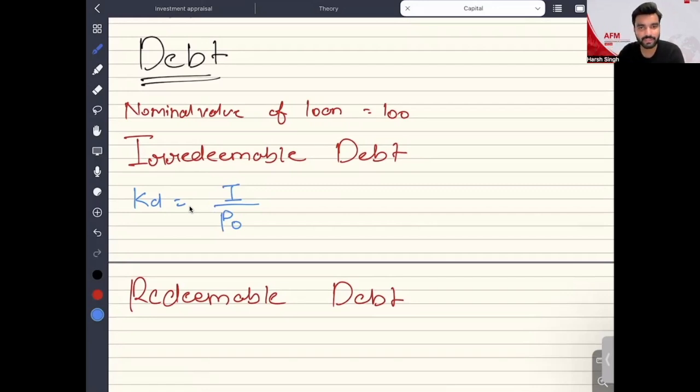P0 denotes price after interest. Now, if the debt is tax deductible and is going to provide you tax benefit, you do 1 minus T. So this becomes KD (1 minus T). That is your actual cost of debt, everyone. Over here, the question won't be very tough or anything like that. It will be pretty simple only. I'll write down the question as well.